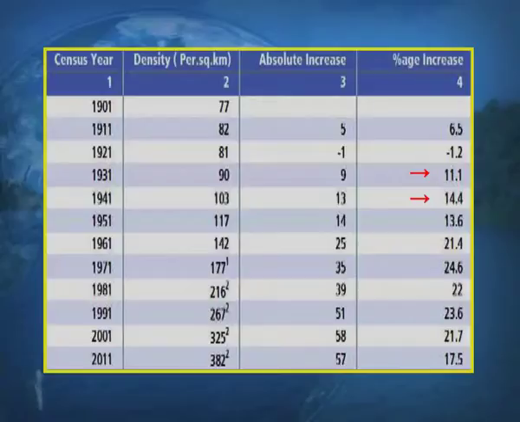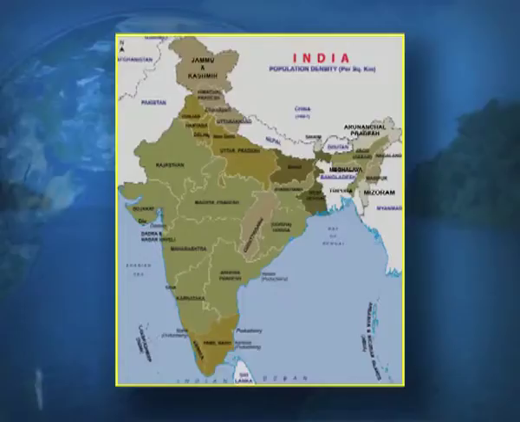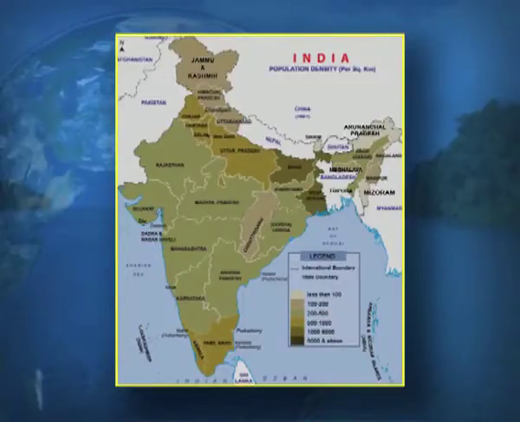And now in 2011, the percentage increase was 17.5%. If we look at the previous census year, that was 2001, the percentage increase was 21.7, and now it has come down to 17.5%. Look at the screens again, children, and you can have a visual of the map of India showing the density of population.